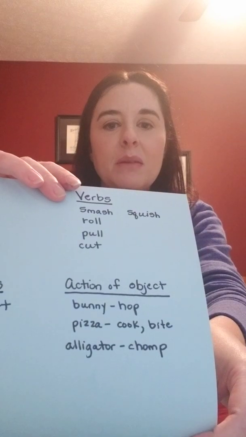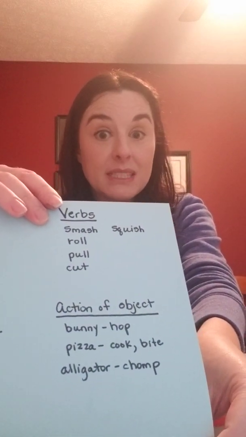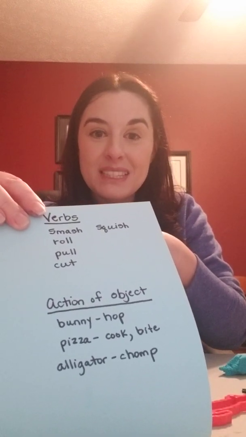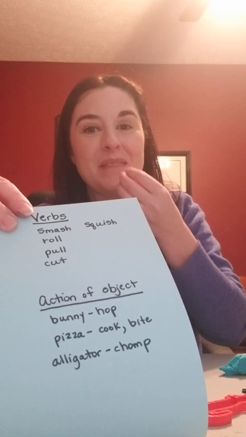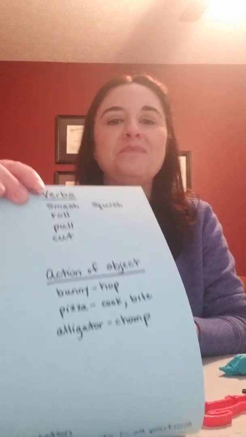I put a few little actions here. The bunny hop. Oh, if you make like a pizza, you can cook the pizza or take a bite. Pretend to take a bite from the pizza. Bite. Eat pizza. Eat. Yum. Lots of good vocabulary that goes along with that.